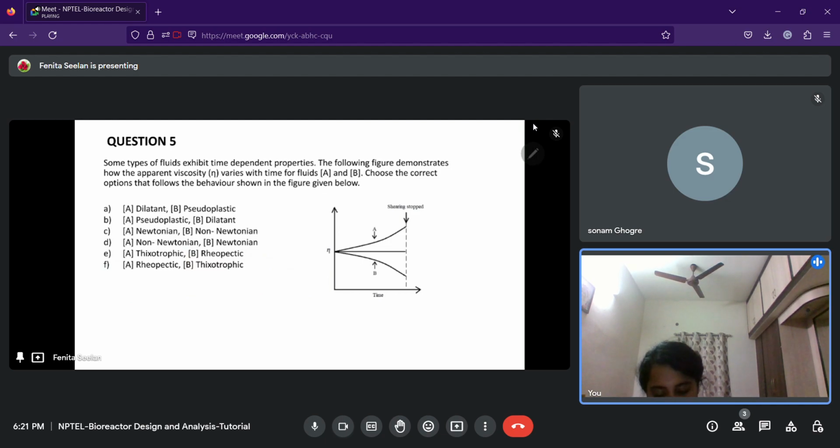Coming back to a question which is similar to the third question. Question number 5 is: some types of fluids exhibit time-dependent properties. The following figure demonstrates how the apparent viscosity varies with time for fluids A and B. Choose the correct option that follows the behavior shown in the figure given below. You have been given options and you have to identify what A and B are. So what does this denote? As the time increases, the property of the fluid is changing.